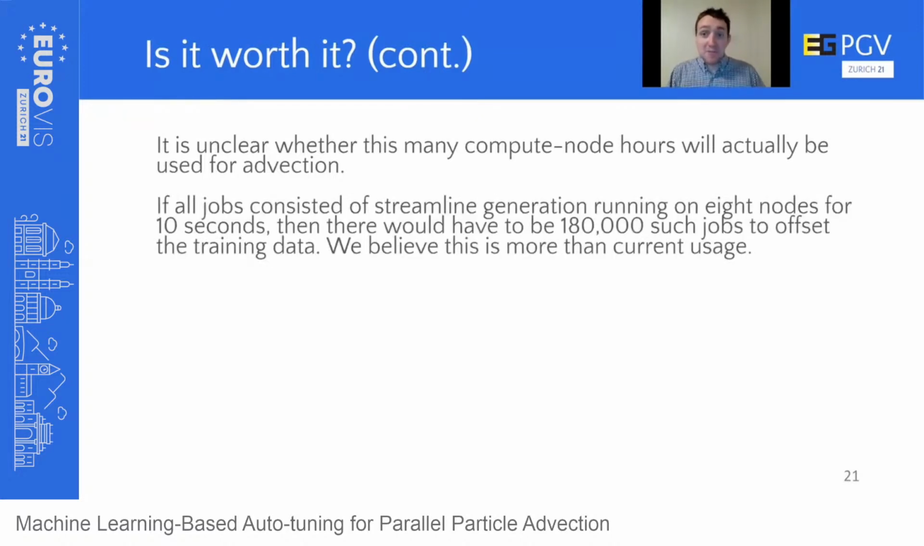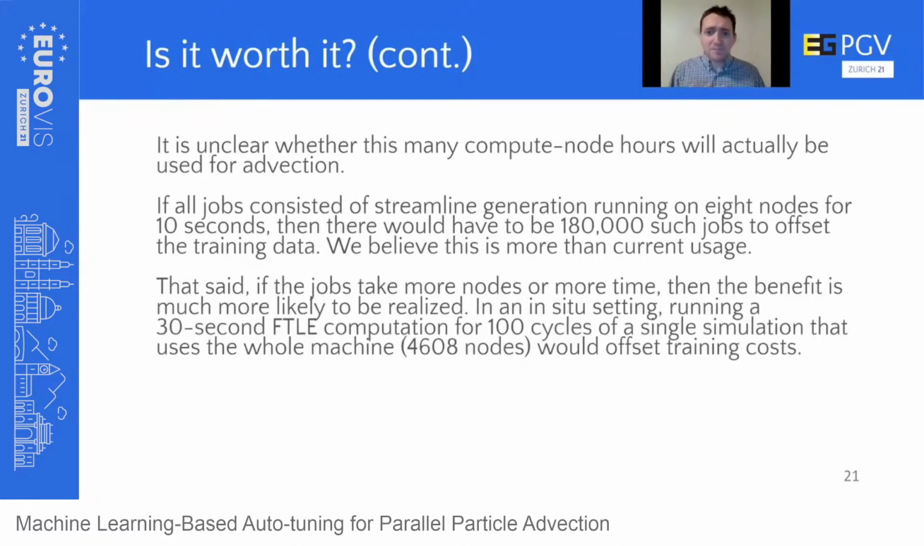The answer is a little bit application dependent. If we're using streamline generations on about 8 nodes for a dozen or so seconds, there would have to be just under 200,000 jobs in order to offset that. And we just don't think that's realistic.